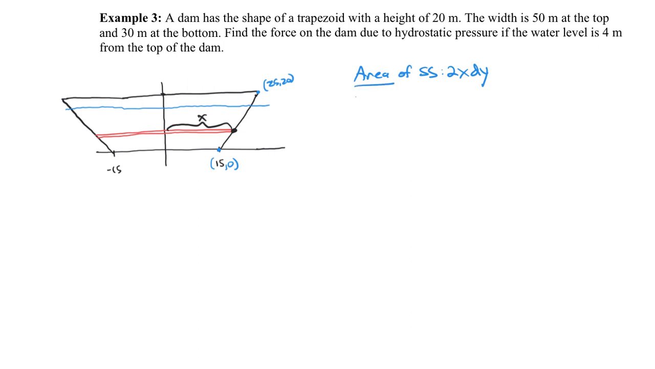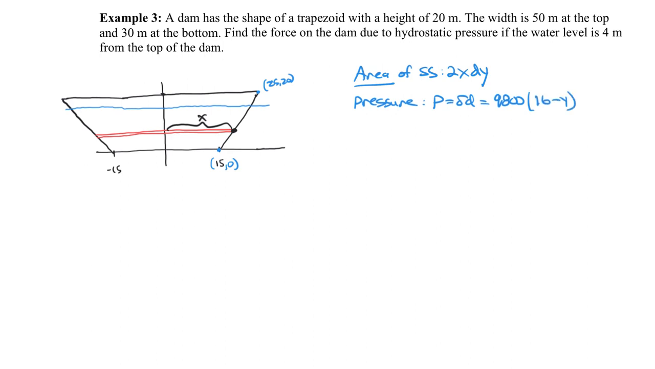Then we need to find the pressure. So the pressure against the strip, right? Well, pressure equals weight density times depth. So that is going to be, in this case, it's the metric system, so it's 9,800. The depth is always going to be height minus y, the height of the water. Well, the height of this water is 16 meters, right? Because the water level is 4 meters from the top of the dam. We know the top of the dam is 20 meters. So the height here is going to be 16 minus y.